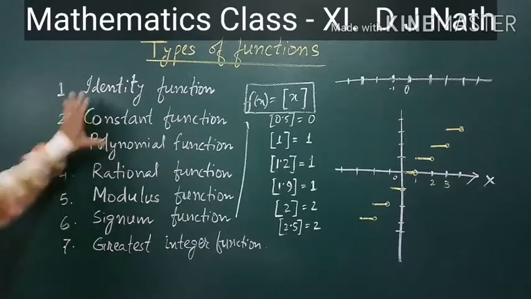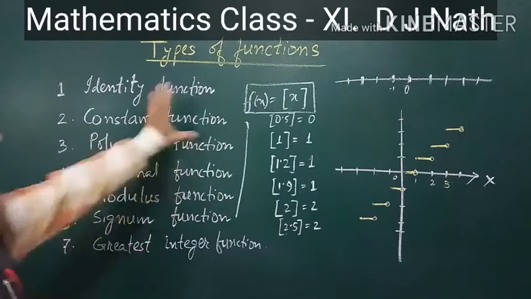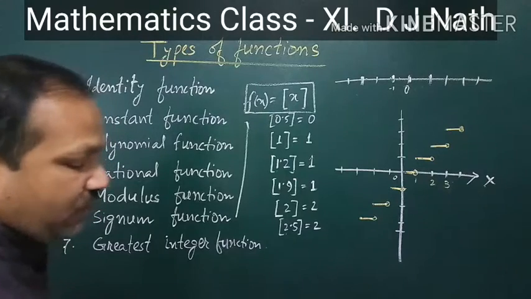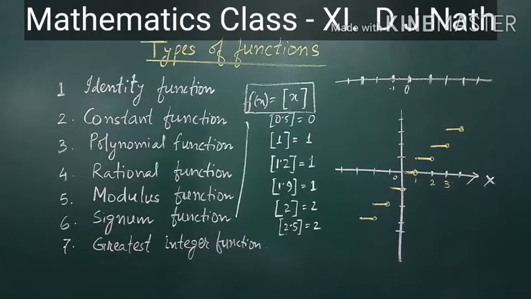So these are the 7 different types of functions and their graphs. Note all these things in your notebook so that it will be useful in future, in other chapters also. Graphs of the different functions.